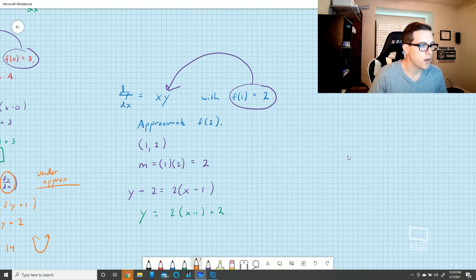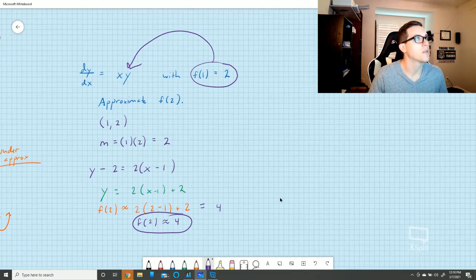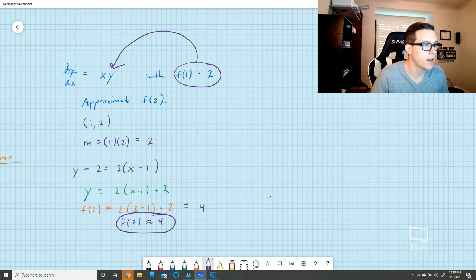And now I want to approximate f of 2. F of 2 is approximately 2 times 2 minus 1 plus 2. Which is 2 minus 1 is 1 times 2 is 2 plus 2 is 4. So f of 2 is approximately 4. All right, but then I want to know over or under approximation, and you have to explain yourself. That's what the second derivative will allow us to do.